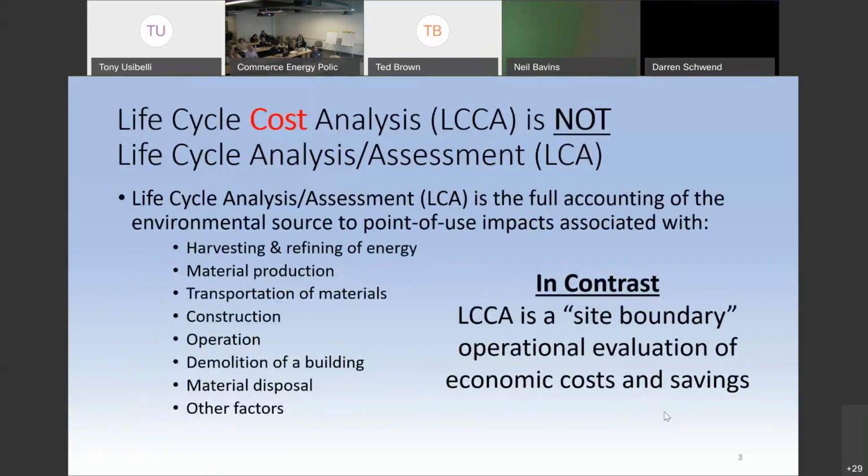So I think it's first important to start with what this is not. A lot of people confuse these two. Life cycle cost analysis is not life cycle analysis. LCA is when we're looking at the full well-to-wheel type of emissions, environmental impacts and other issues associated with, in a building's case, the construction, the deconstruction, the source of the energy and all these other things. In contrast, a life cycle cost analysis has a site boundary that's just looking at the operational evaluation of the economic costs only, the economic costs and savings, none of those environmental attributes.